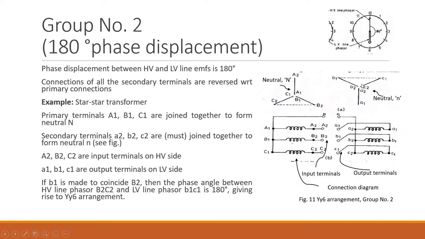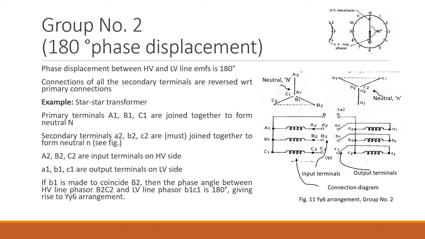So you need 180 degree phase displacement. So B2, C2 should coincide with B1, C1. If it coincides, then only you are going to get 180 degree phase displacement. I think the things are clear. The terminals are only reversed for the LV side, so you could get the 180 degree displacement.